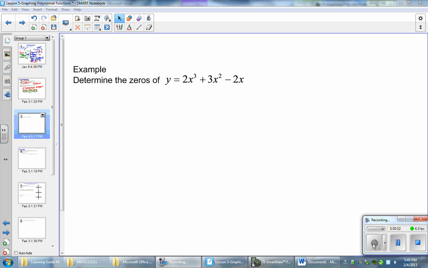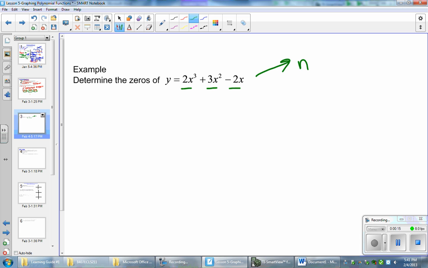Okay, so moving on to my second example here, I want to determine the zeros of y is equal to 2x cubed plus 3x squared minus 2x. Now recognize right away that this polynomial is not factored. So in order to identify the zeros, we must factor it first.